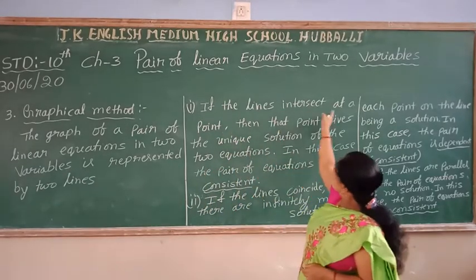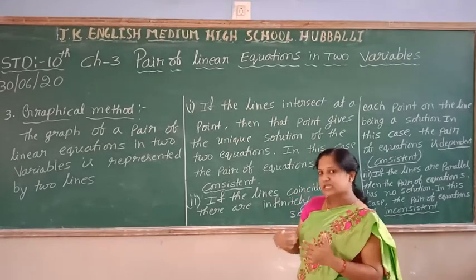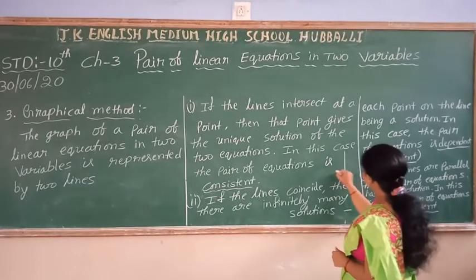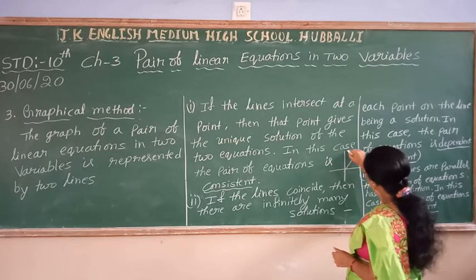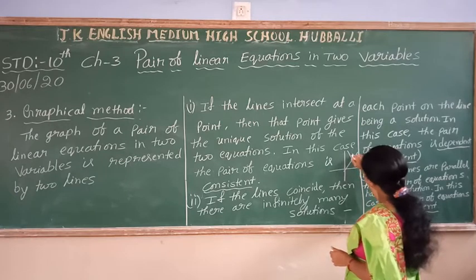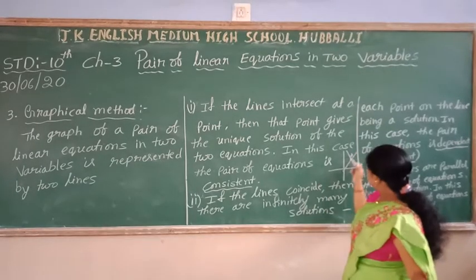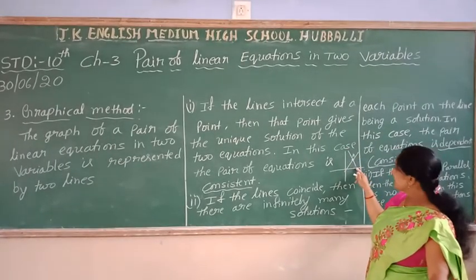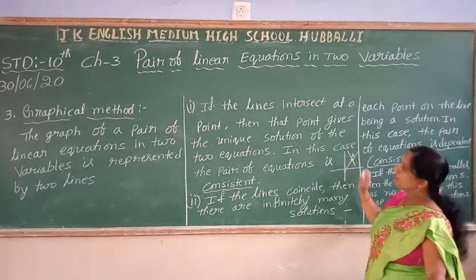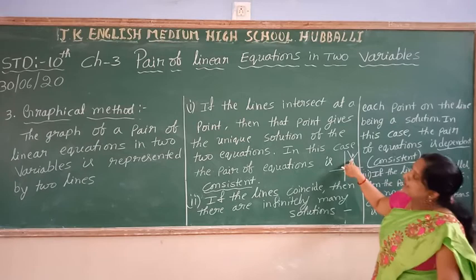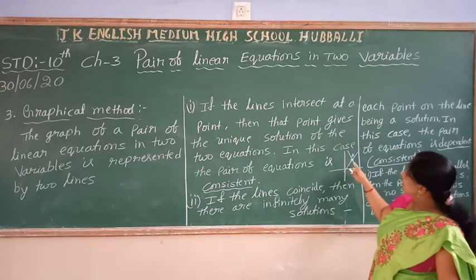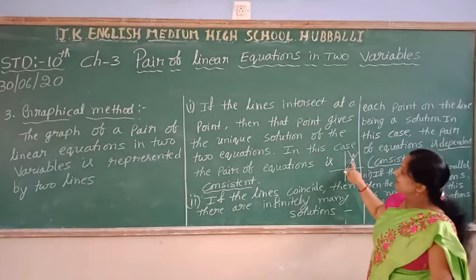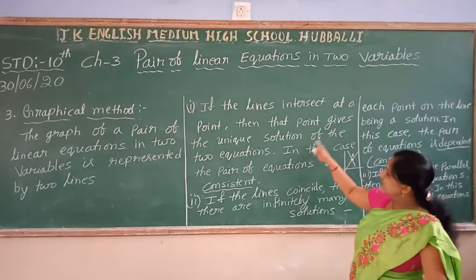Then, if the lines intersect at a point, so for some pair of linear equations of two variables, the lines are going to intersect at one point. This is one line and this is one line. Here it is intersecting. For one linear equation of two variables we get one straight line, for the other linear equation another straight line. Both are intersecting at one point. If the lines intersect at a point, then that point is the unique solution. Unique solution means only one solution for both variables, for both linear equations. So it gives the unique solution of the two equations.